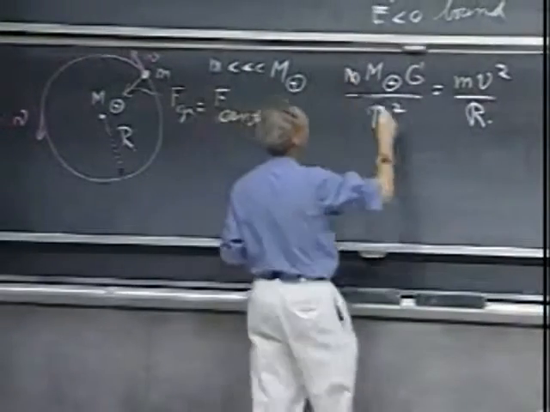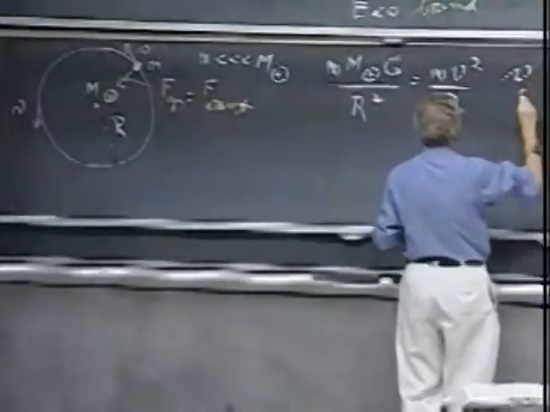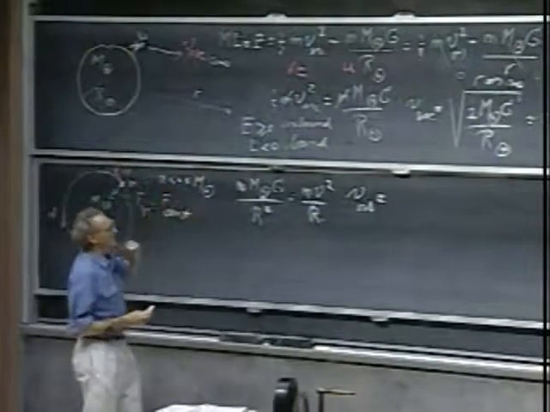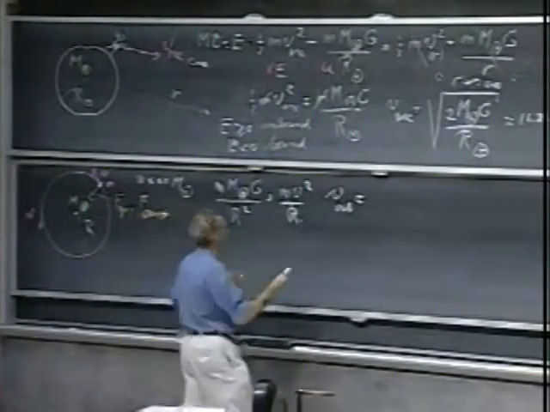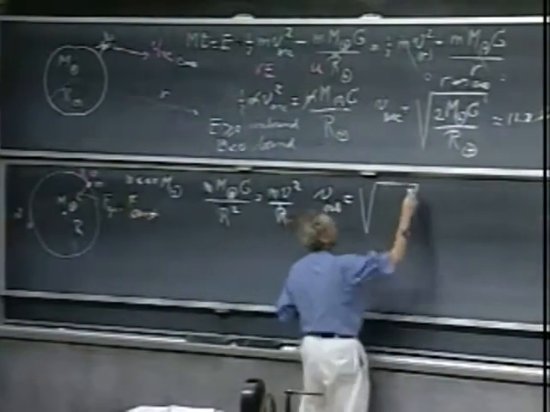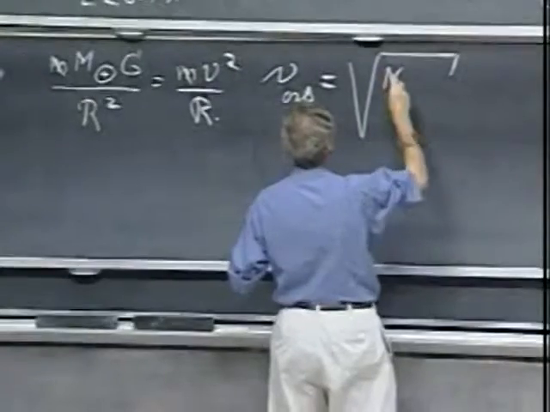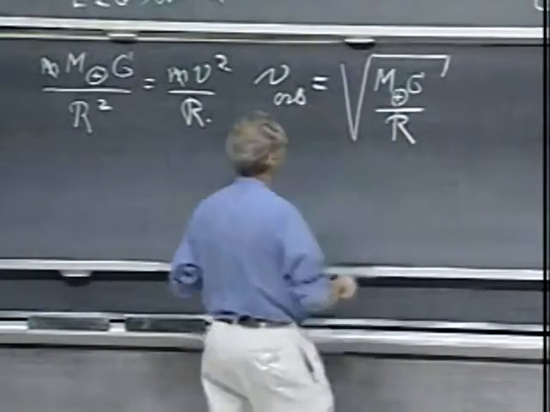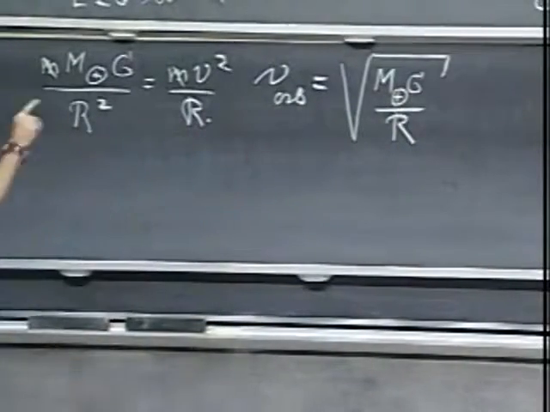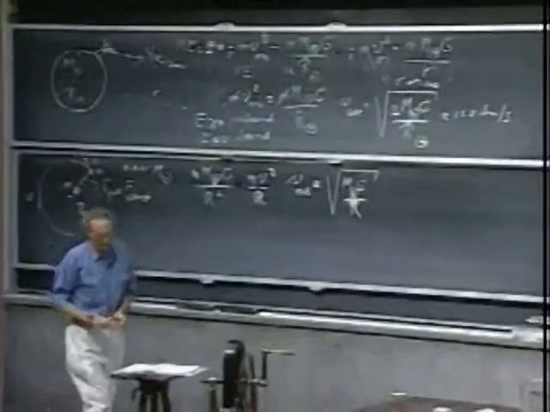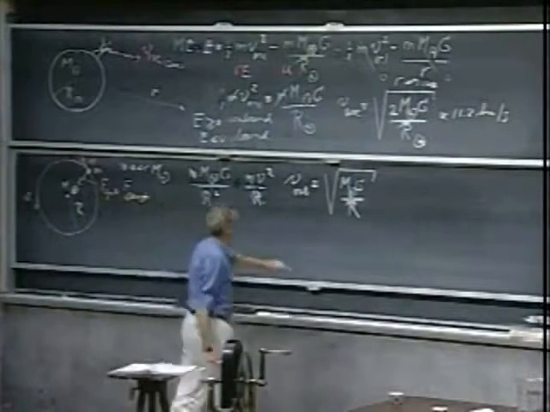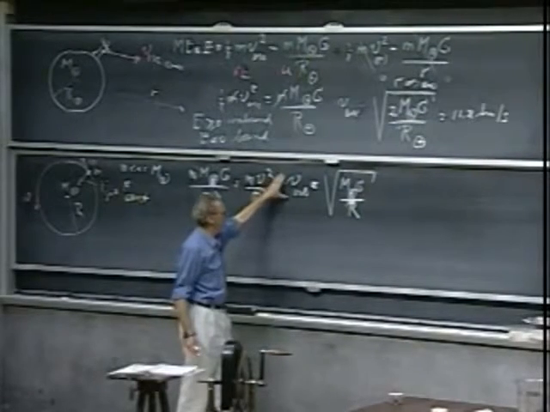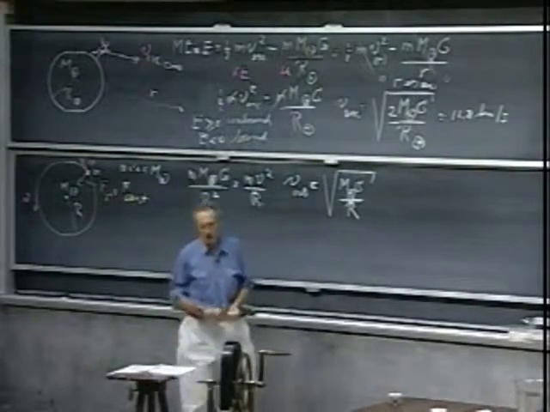I lose my m, and so you see now that the orbital speed, not to be mistaken for escape velocity, is exactly the same as what we have there, except the square root of 2 divided by r. This is now r, and there was r Earth. If you know r, then you can calculate the speed in orbit. If you know the speed in orbit, you can calculate r.